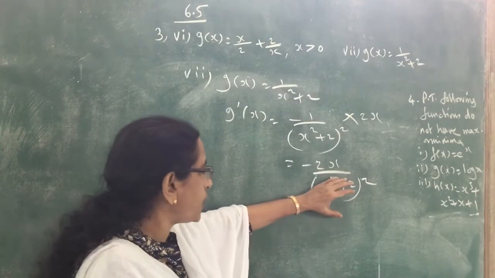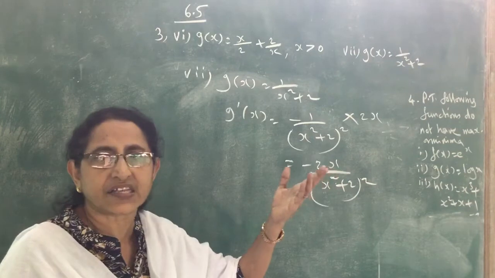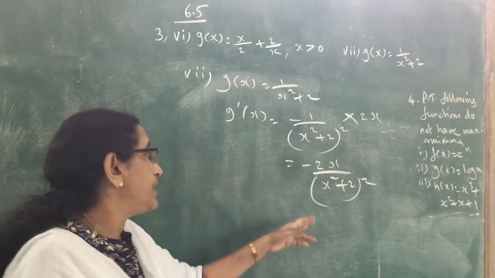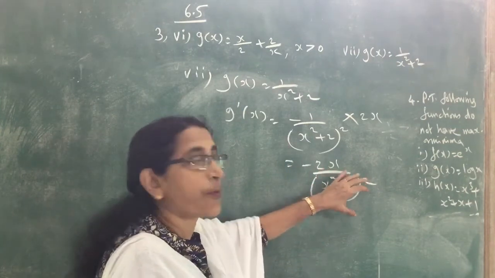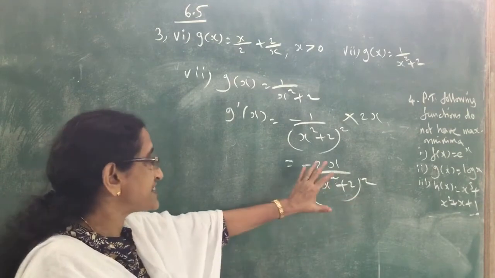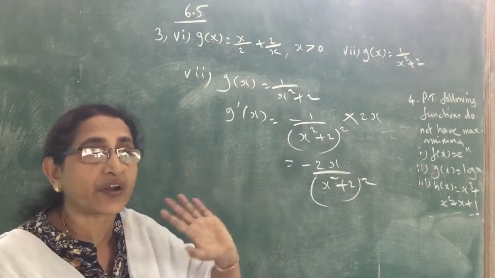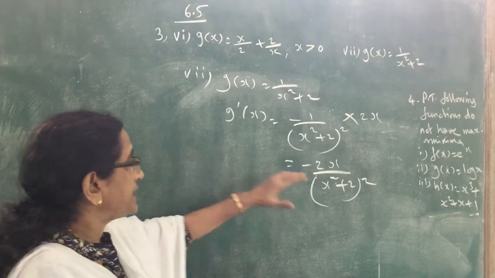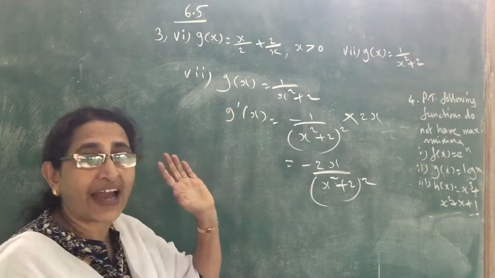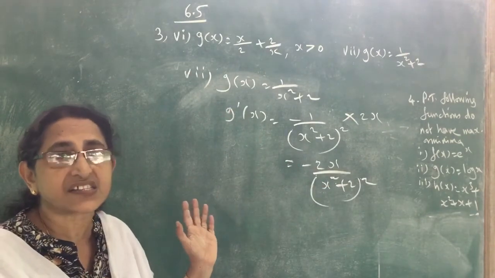See here, the denominator x square is always greater than or equal to 0. So when you add 2 to that, it is always positive, greater than 0. Therefore this exists for all values of x, all real numbers. And now we have to find the value of x for which g dash x equal to 0.